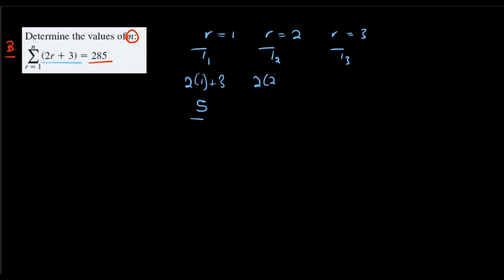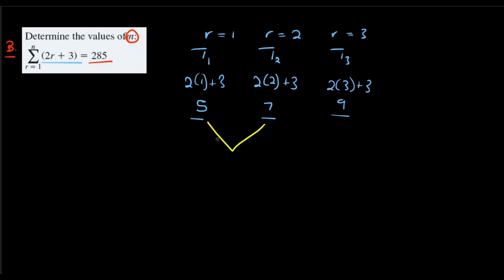Then we're going to substitute 2, which will be 2 times 2 is 4, 4 plus 3 will be 7. Then we're going to substitute 3. 2 by 3 will be 6, 6 plus 3 will give us 9. So we've determined our first 3 terms, and we can see that this is nothing more than an arithmetic series.